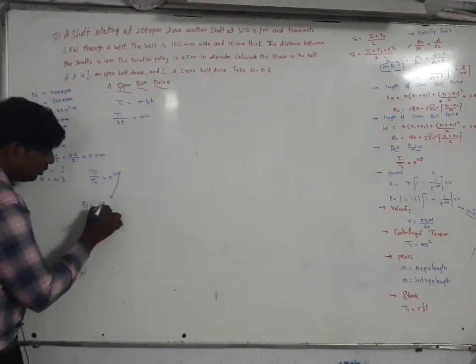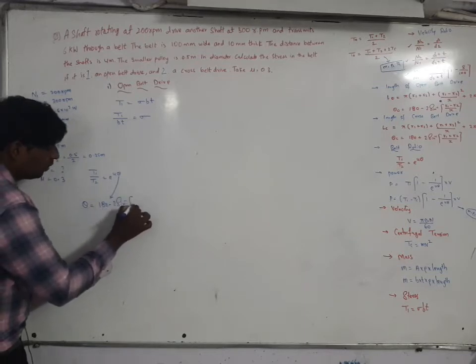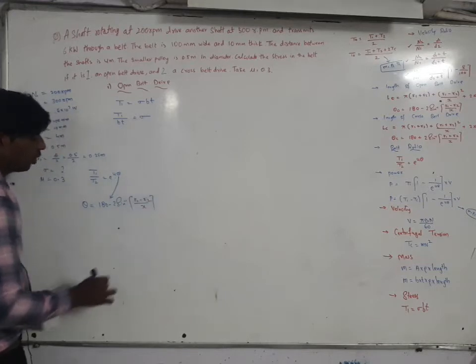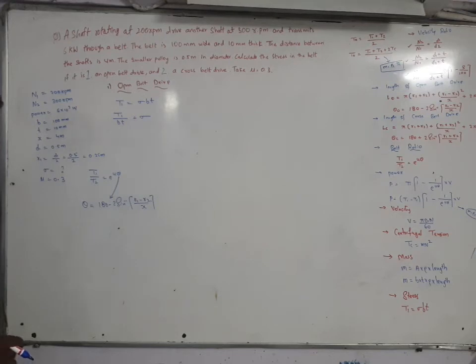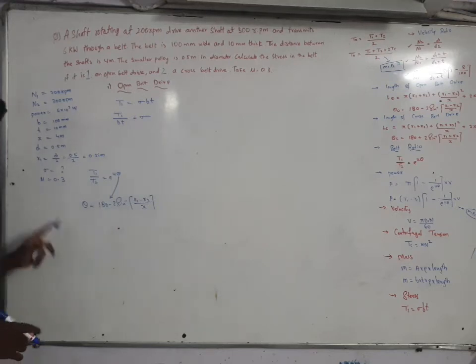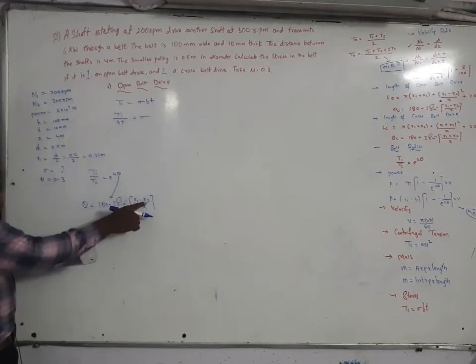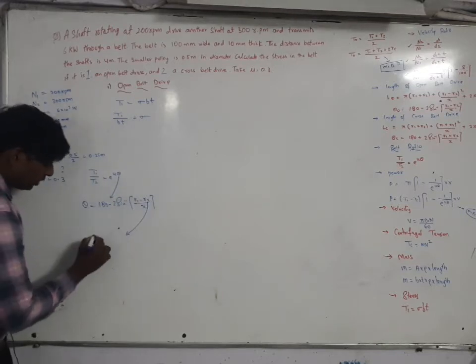What is the formula? 180 minus 2 sine inverse of (R1 minus R2) by X. This is the formula. Here you can substitute, but you don't know the value of R2. For finding R2, this is the formula.